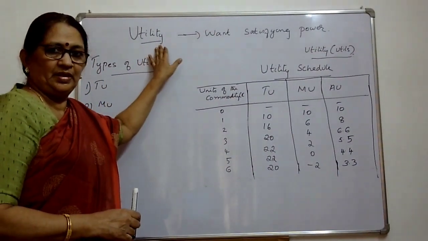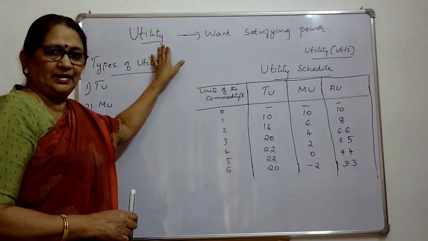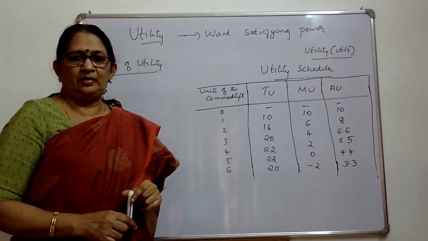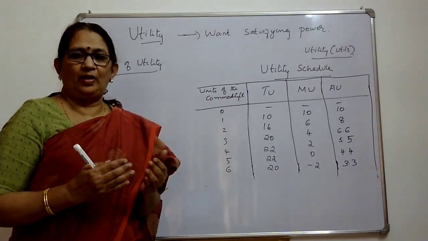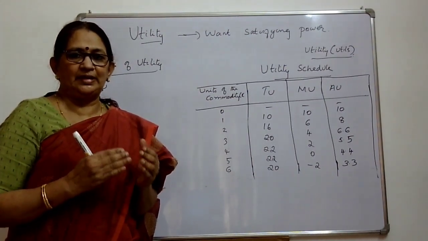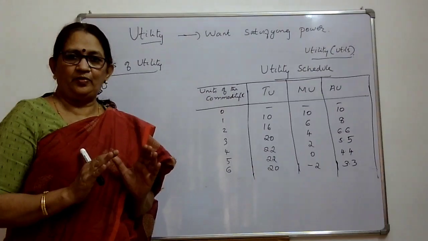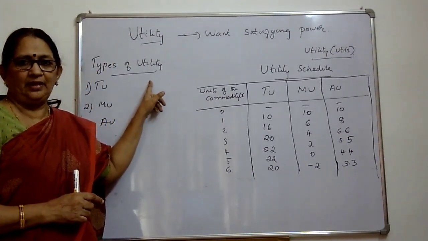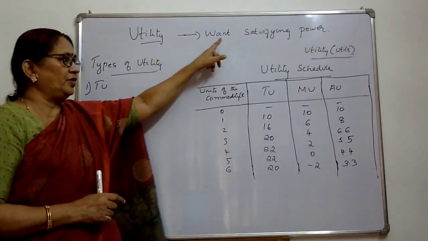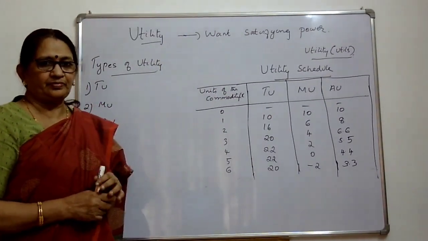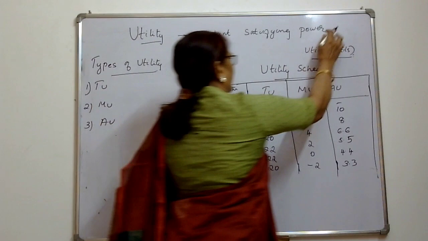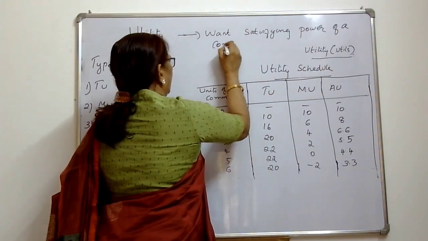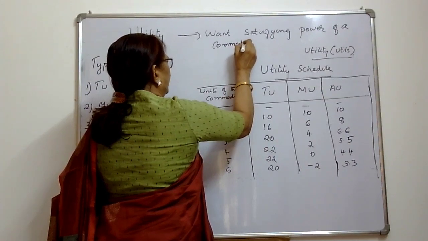So now we will concentrate on this concept, the types of utility. Before I explain what is consumer's equilibrium and how it is calculated, first of all you should know the types of utility. Utility is the want-satisfying power of a commodity. This I have already explained.